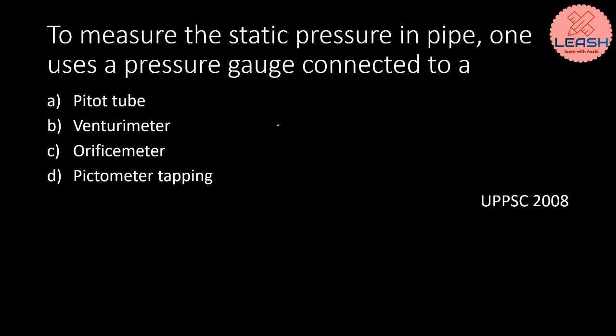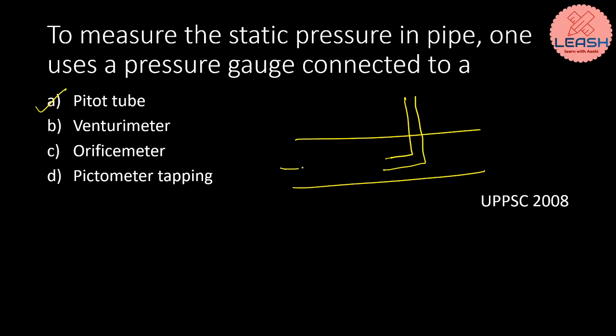To measure the static pressure in a pipe, one uses a pressure gauge connected to a... Whenever we have to measure the static pressure in a pipe, we use a pitot tube. A pitot tube is nothing but a tube like this. We insert this tube in the flowing fluid, and due to the velocity, due to the kinetic energy of the fluid, it rises up in this up to some height, and this height we can measure, and we can measure the pressure at that particular point.